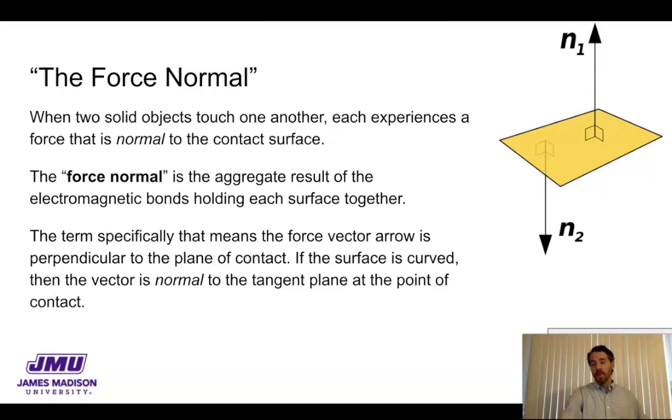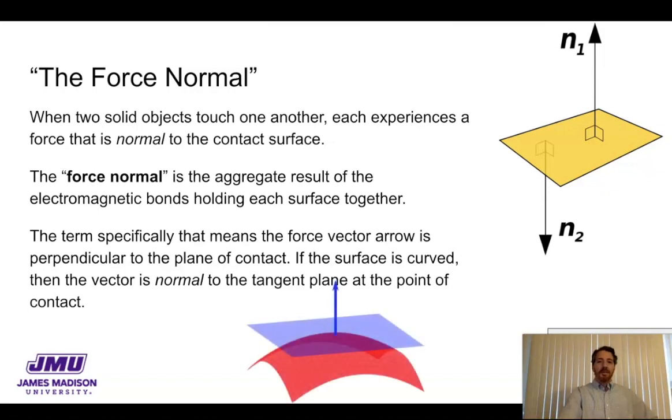So the force normal is a force that acts perpendicularly to the surface that you are contacting. And as it says here, it's the aggregate result of solid objects being held together by molecular bonds. When your hand makes contact with a solid object like this, it doesn't pass through because the two objects are held together at the molecular level by their own molecular bonds.